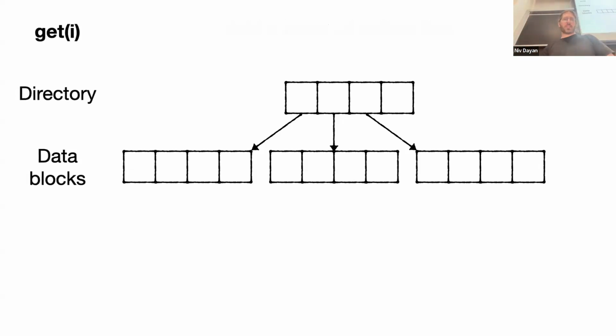In the simplest case, let's suppose that we have this directory, and each one of these data blocks is just a contiguous chunk of memory. It's a part of your array. Let's suppose that all of these data blocks contain the same number of slots for simplicity for now.